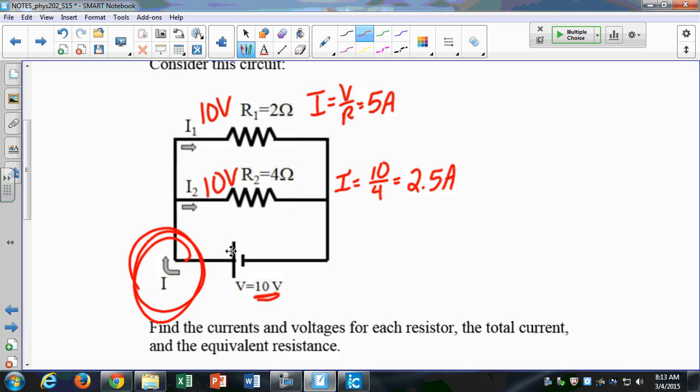This goes back to our junction rule. It says that whatever current comes into a junction right here has to equal the current leaving that junction here and here. What would this current be? 7.5 amps, right? So my current here, I, is equal to 7.5 amps.